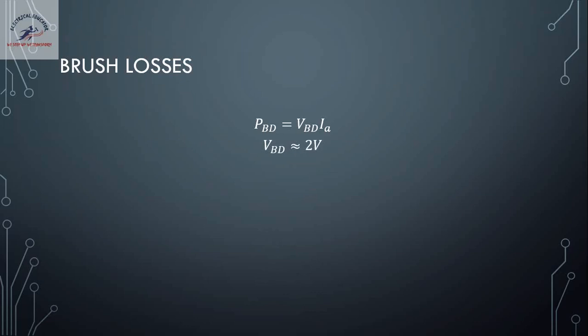For practical purposes, this brush voltage drop is usually taken as 2 volts. More than this cannot occur unless the brush is worn out. So in most cases it is taken as 2 volts. If we consider the brush voltage drop as 2 volts, then PBD is twice the armature current. As the armature current increases with the increase in load, the power dissipated across the brush will also increase.